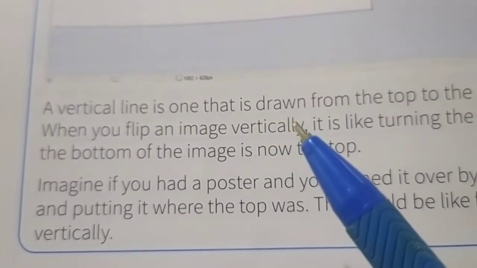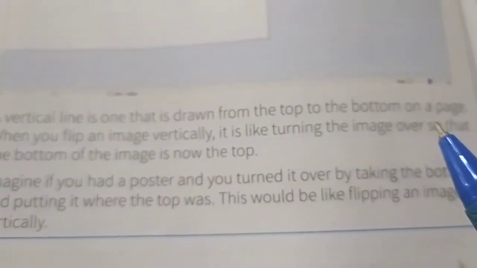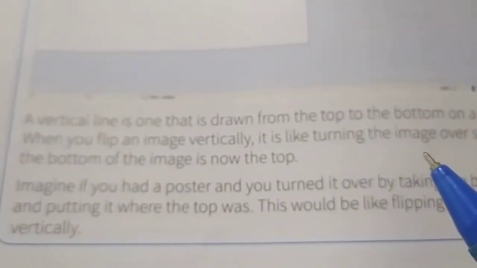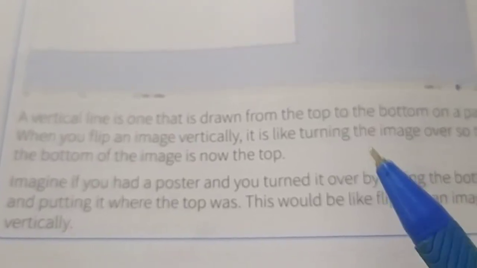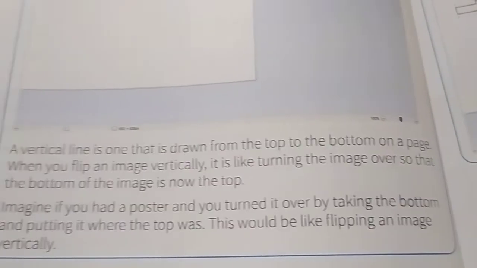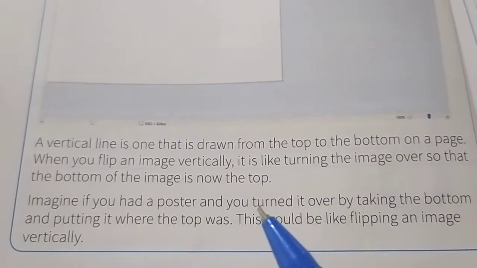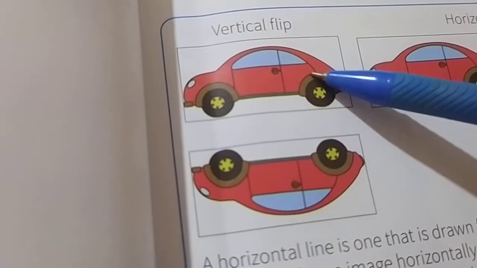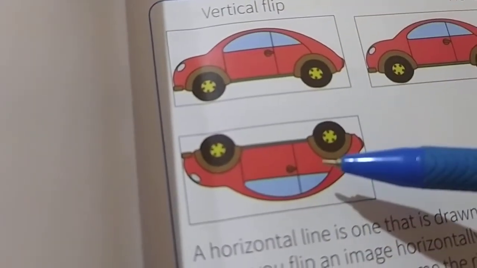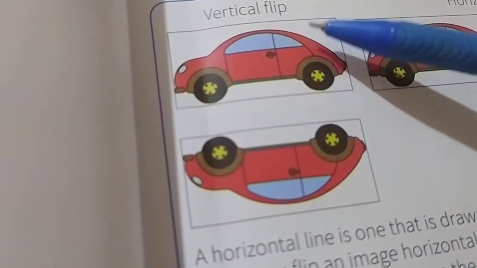The vertical line is one that is drawn from the top to the bottom on a page. When you flip an image vertical, it is like turning the image so that the bottom of the image is now the top. See, this is the example of vertical flipping. Top to bottom and bottom to top.